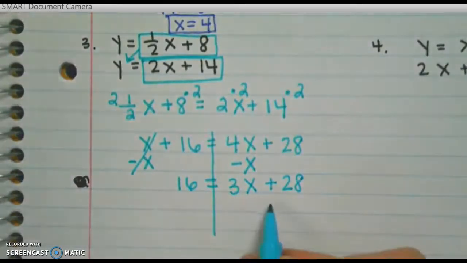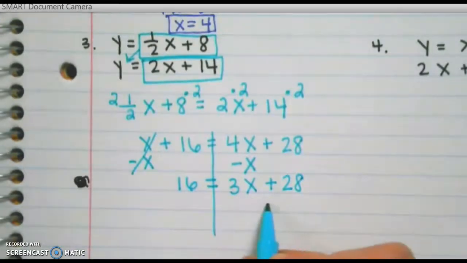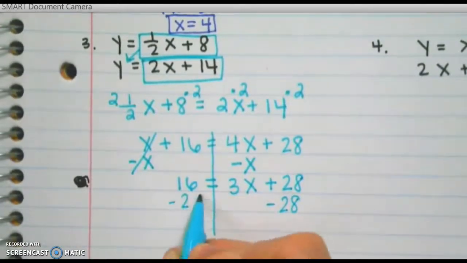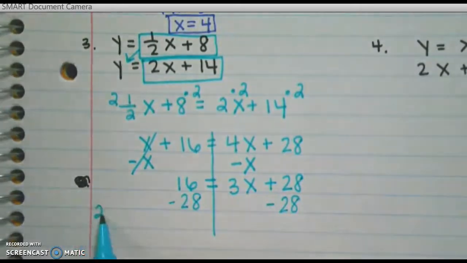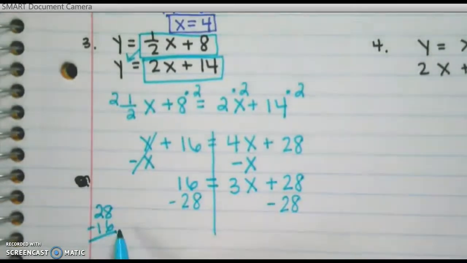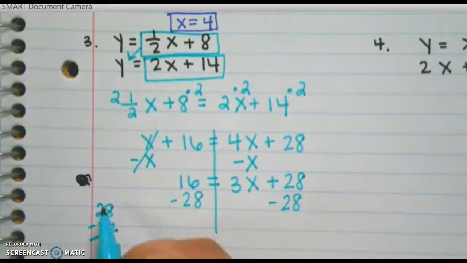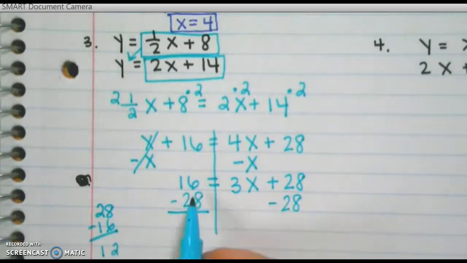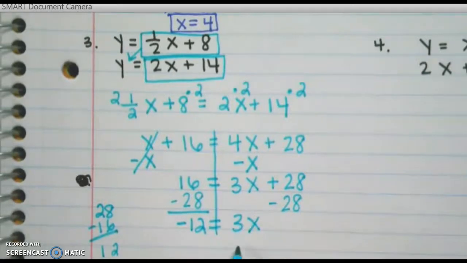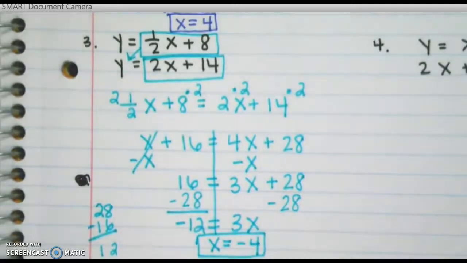Drop down my 28. And now this is my variable side, so I am going to have to minus 28 because that's a constant and I don't want it next to a variable. And I don't have a calculator, so I'm going to do 28 minus 16. And because this subtraction is 16 minus 28, I know that's supposed to be negative 12. All right, and when I divide both sides by 3, I'm going to get that x is equal to negative 4.